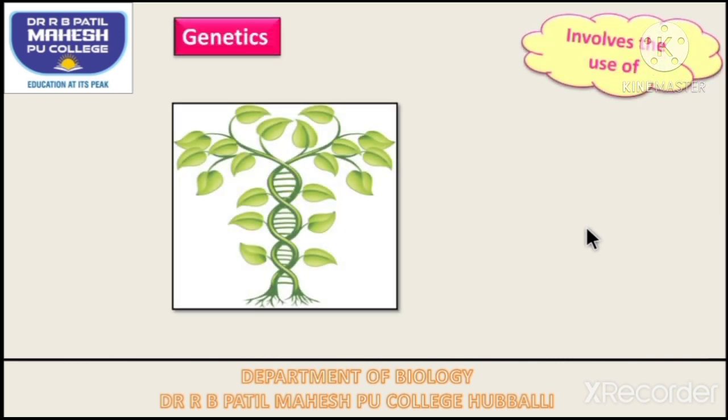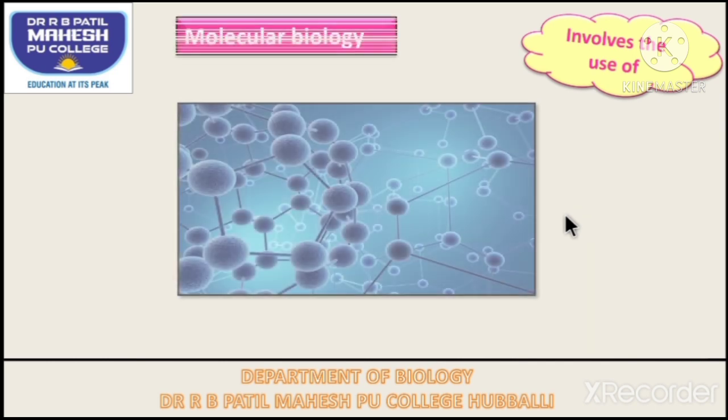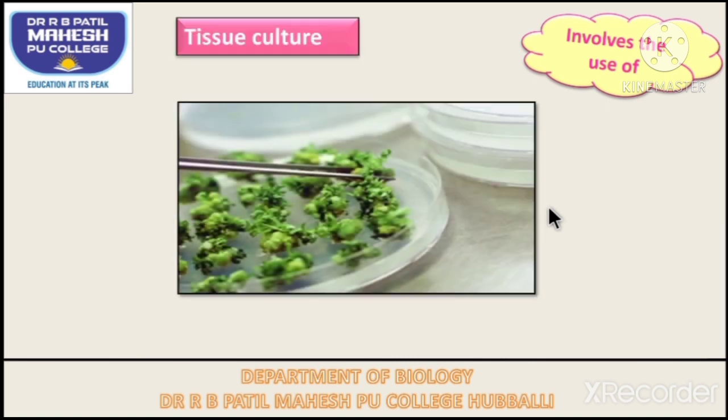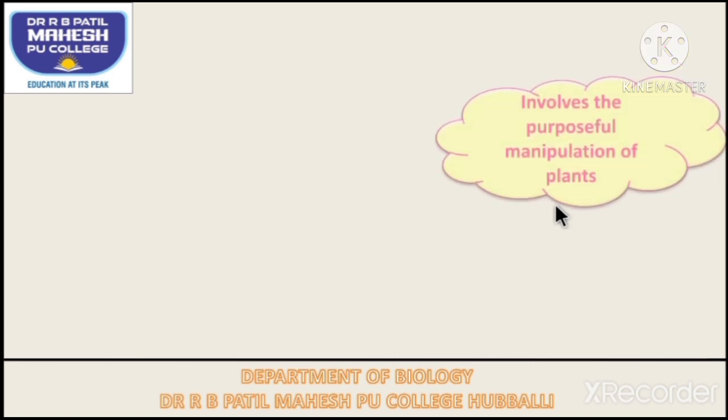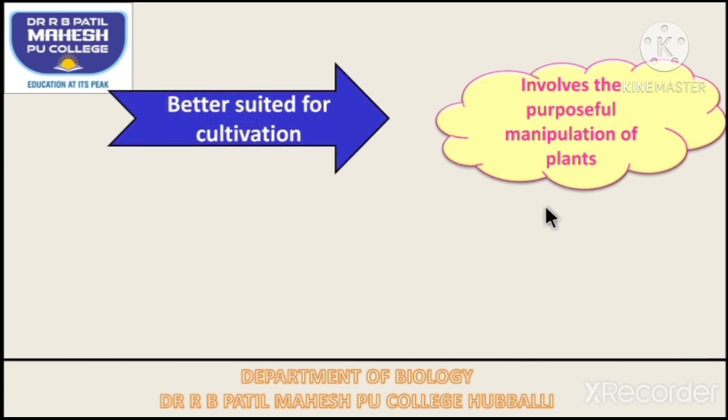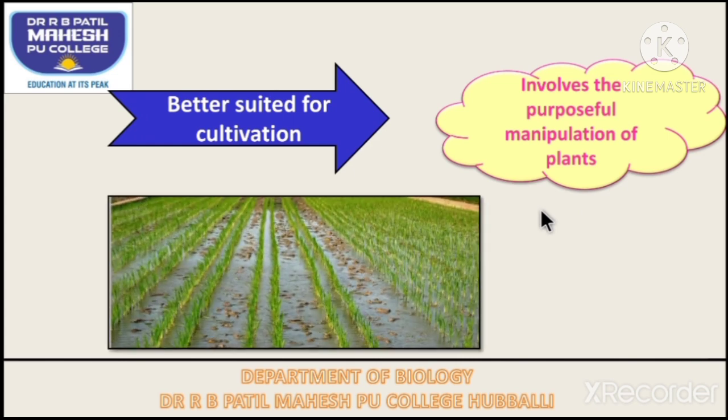It involves the use of the knowledge of a branch called genetics. It also uses the knowledge of the branch called molecular biology. It also uses the knowledge of the branch called tissue culture. It involves purposeful manipulation of the plants, which makes the plants better suited for cultivation.